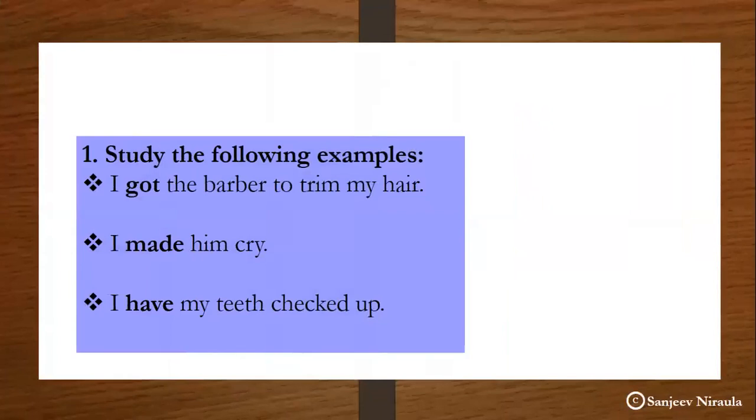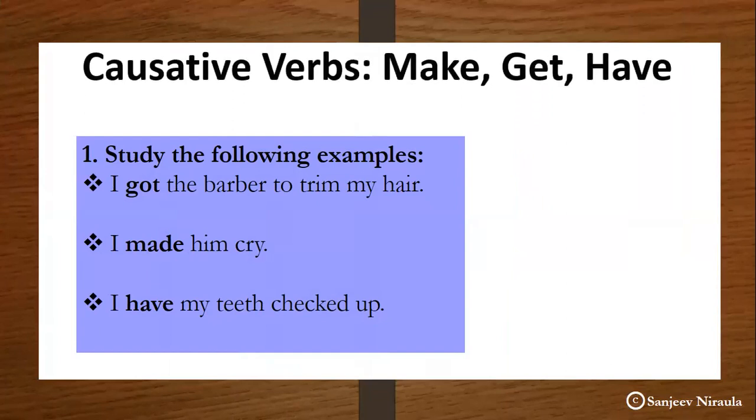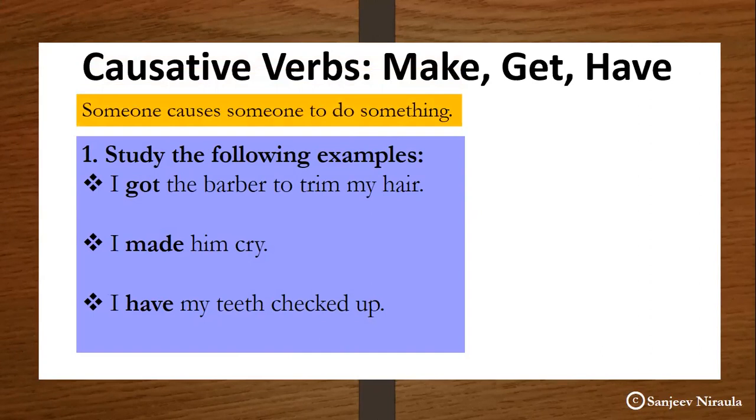In these three sentences, I got the barber to trim my hair, I made him repair it, I have my teeth checked up. The speaker is not doing the work himself. Rather, he makes others do so. There are three main causative verbs: make, get, and have. We use causative verbs when we do not do an action ourselves, but we cause others to do it. The verb causative means someone causes someone to do something.